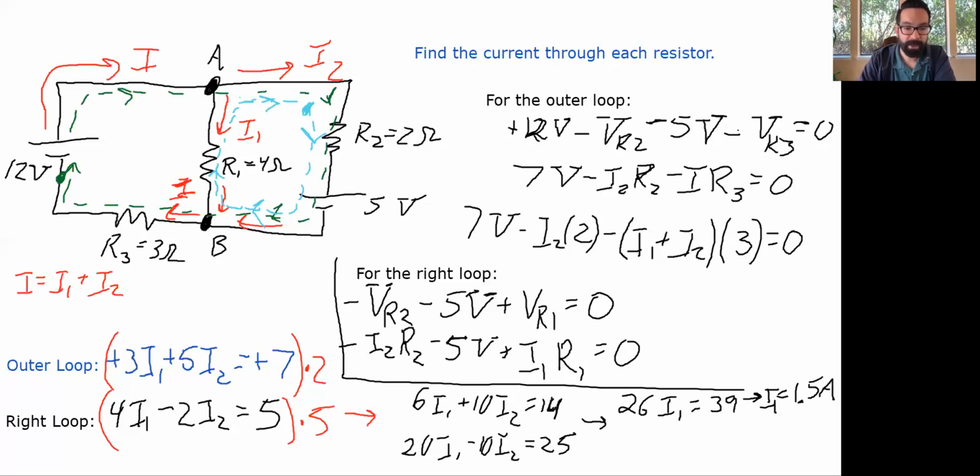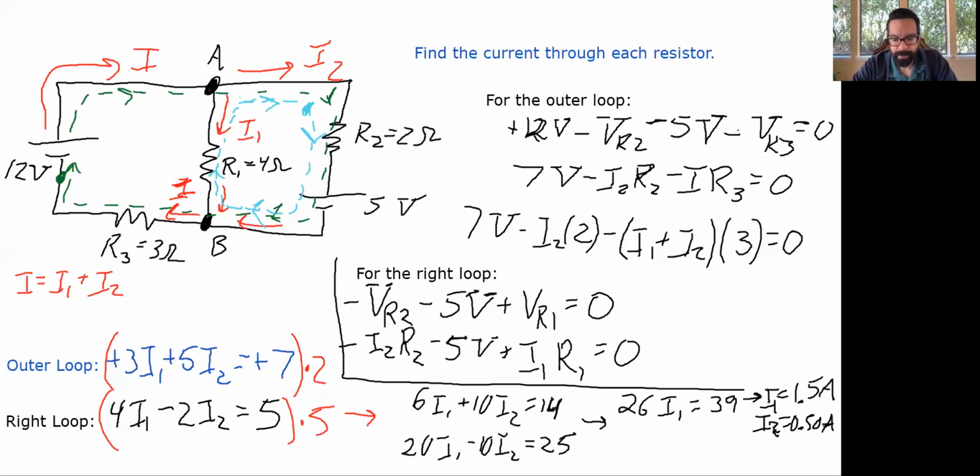Okay, so I have my I1. That's the current going through my first resistor. And now we just plug it back into one of those equations, the equation for the outer loop or for the right loop. Doesn't really matter which one. But if you do that, you get I2 equals 0.50 amps. At least that's what I have written in my notes, so hopefully I'm correct. Double check that, though. I have made mistakes.